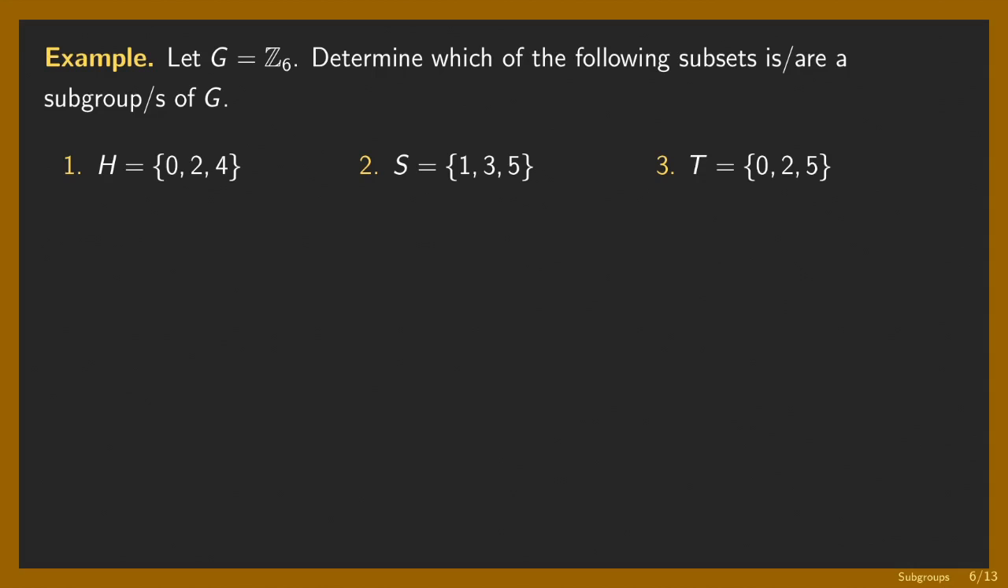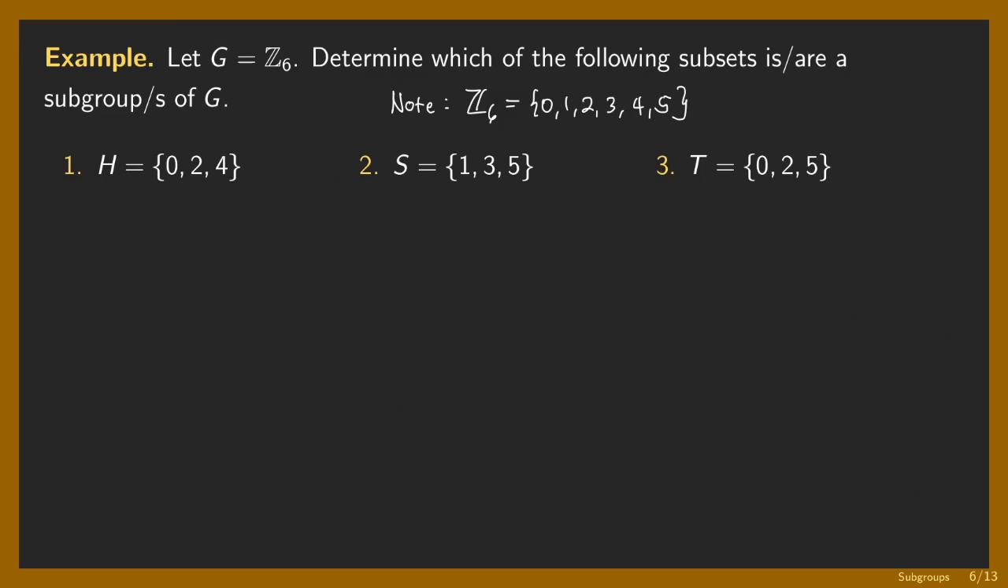Let us consider another example. Let us consider the group Z sub 6, in this case the additive group again. So the elements of Z sub 6 are as follows. What are the elements of Z sub 6? These are 0, 1, 2, 3, 4, and 5. And the operation in this group is addition modulo 6. Let us determine which of the following subset or subsets is or are subgroups of G.